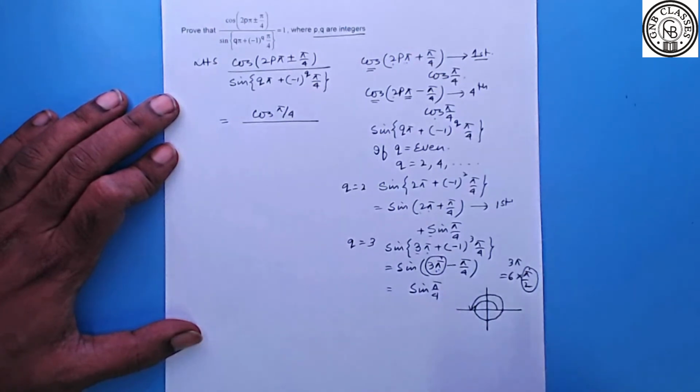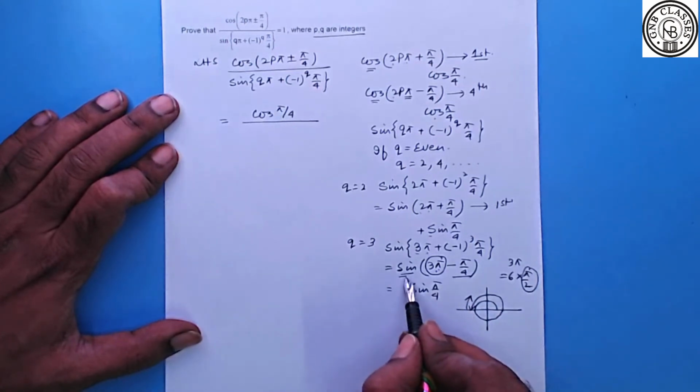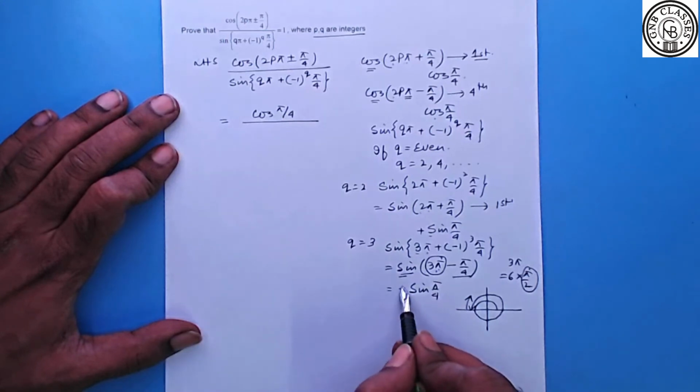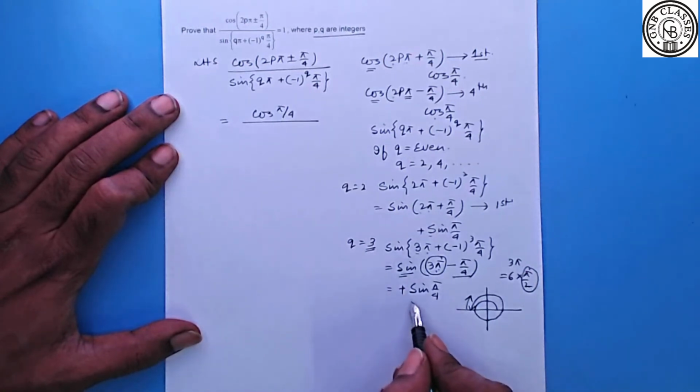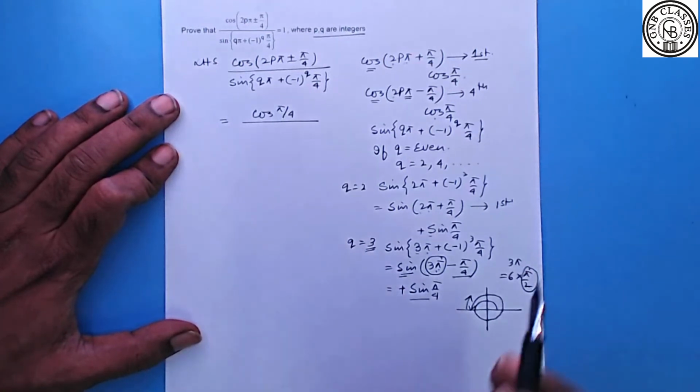But in which quadrant is it falling? Minus theta is there, means it is coming in the second quadrant. In the second quadrant, again sine is positive, so it will be a positive sign over here. Is it clear? Whichever value of q you take as odd, you are always going to get sine pi by 4.